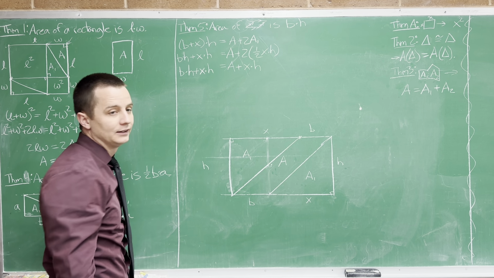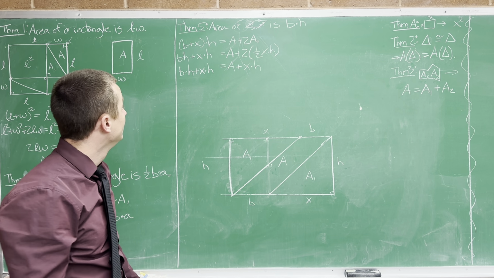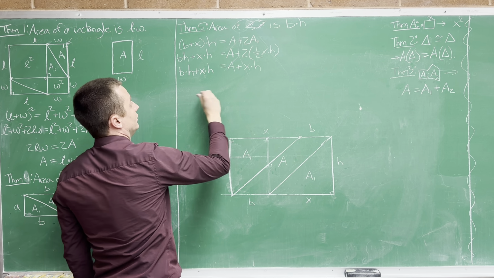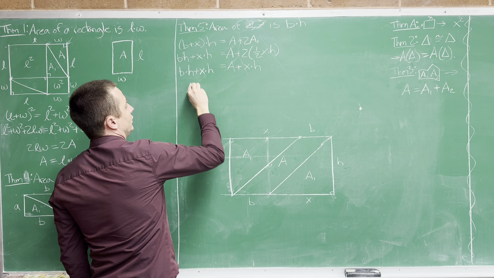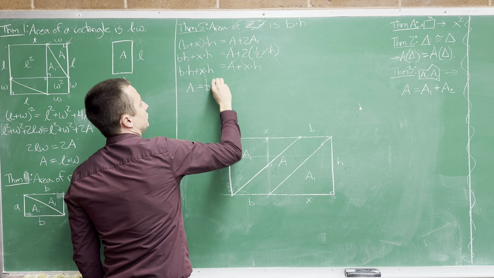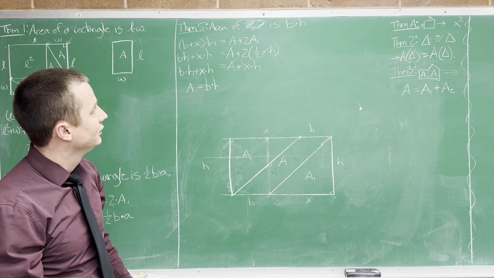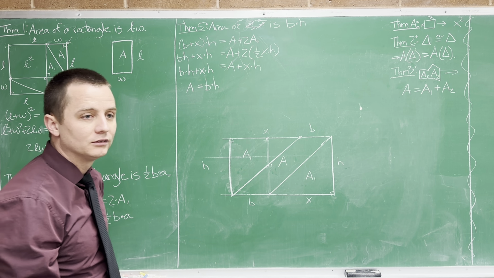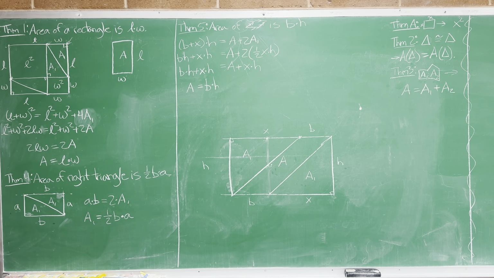Now what can I do? You can subtract xh from both sides. And I get, I'm going to write the A first, A is equal to b times h. Exactly what we expected. Right? Any questions on that? Anything you don't like?